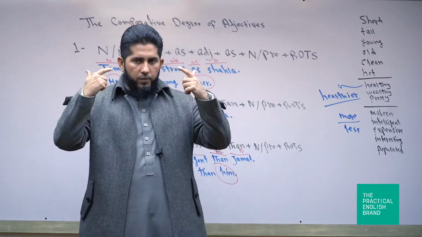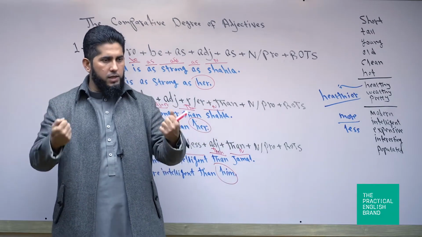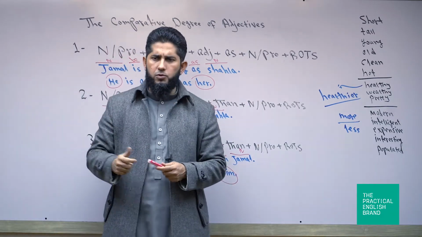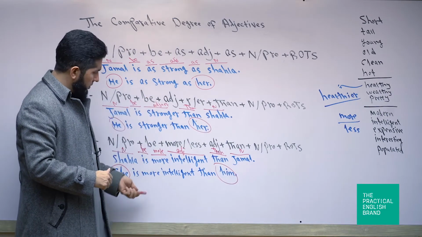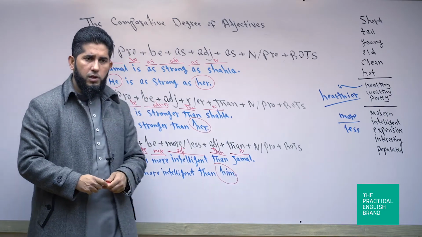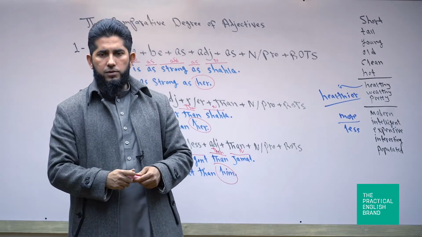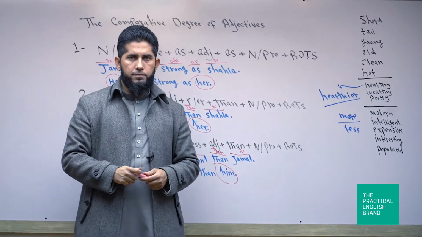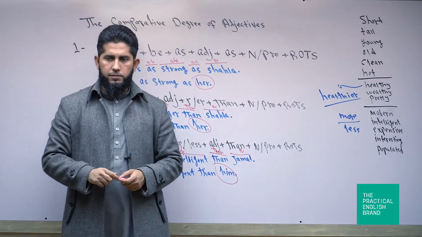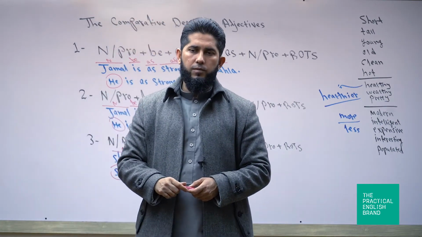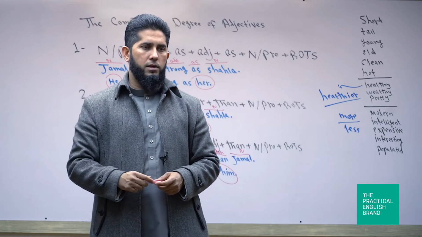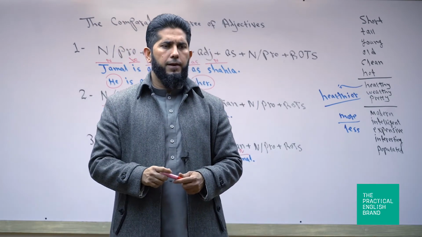Okay, so now everybody think and try to make some examples using the comparison of equality, or these other two structures, and try to make examples. Nazir is as smart as I am. Nazir is as smart as I am, or as smart as me. Okay, that sounds fine. In spoken English, it's okay.